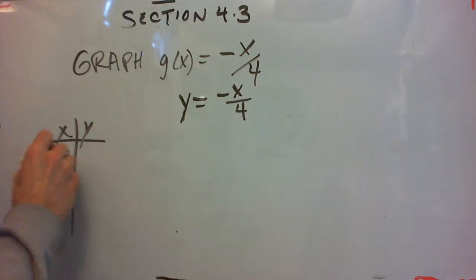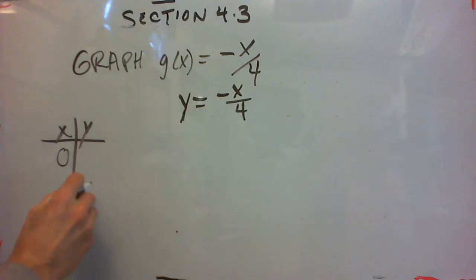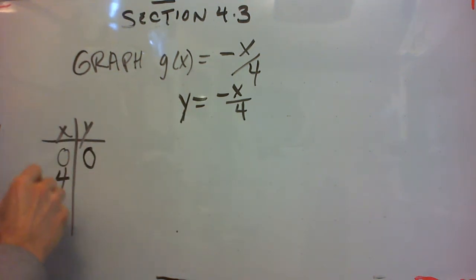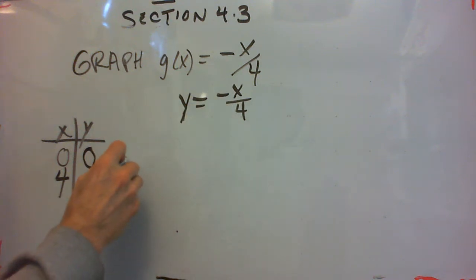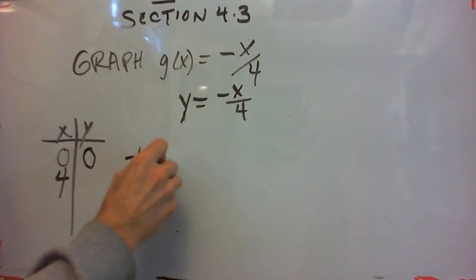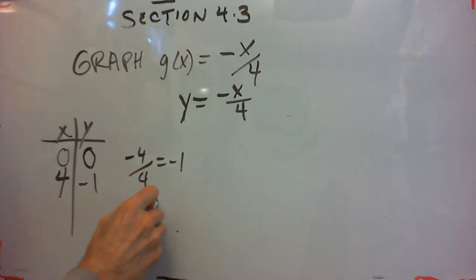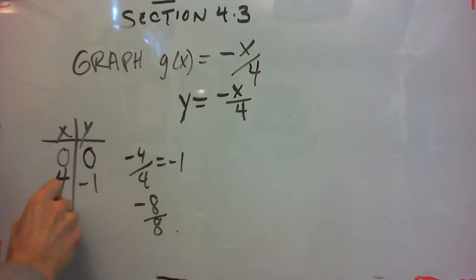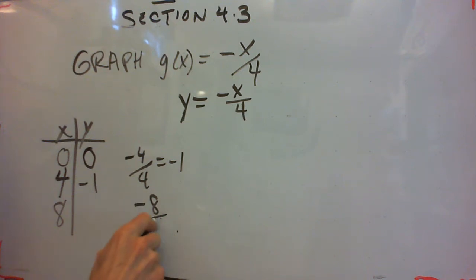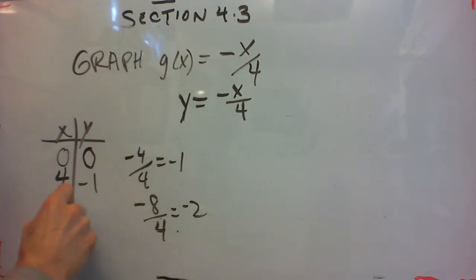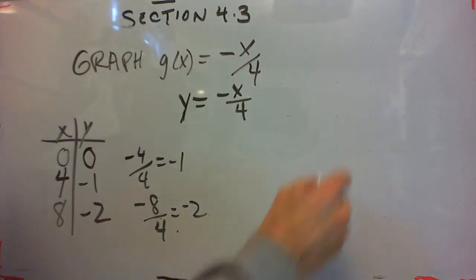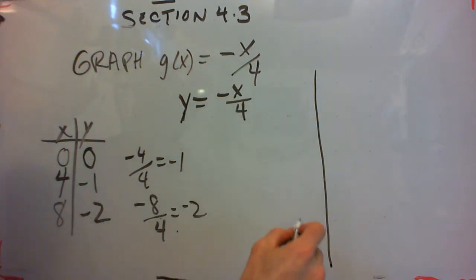I'm going to start with 0. 0 divided by 4 is 0. Then I'm going to go with 4. Well, negative 4 over 4 is negative 1. Then I'm going to go with 8. Negative 8 over 4 is negative 2. So that gives me 3 points.